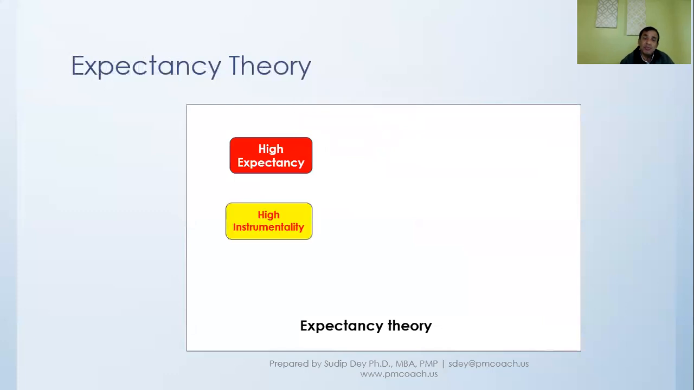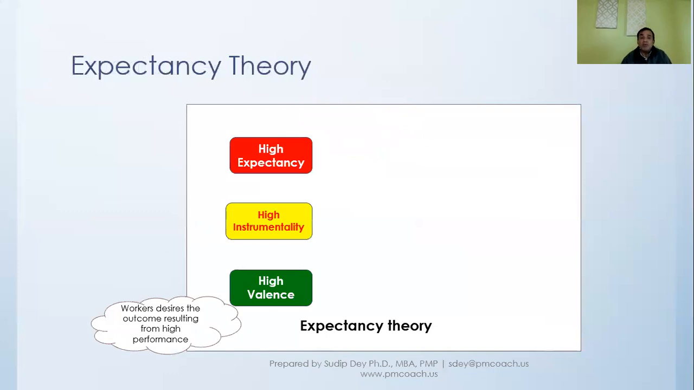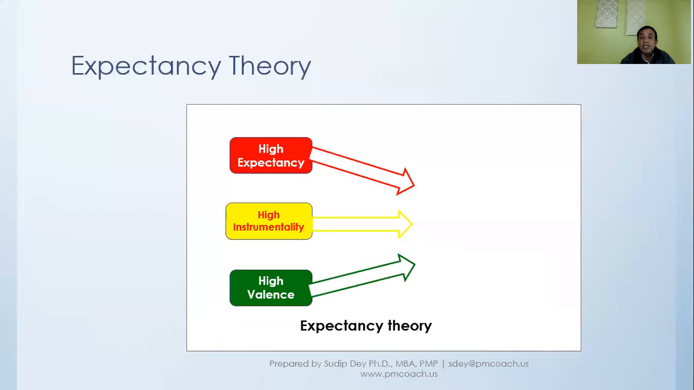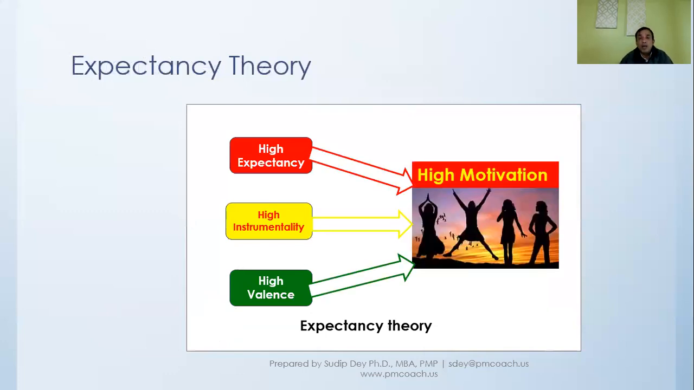And when the worker has work that is reachable, and the worker perceives that when they do that work there will be high performance, and it will lead to some outcomes, and they desire the outcome that results from high performance, which is the high valence. All these three things together will lead to high motivation. So there are three factors: high expectancy, high instrumentality, high valence, and they lead to high motivation.